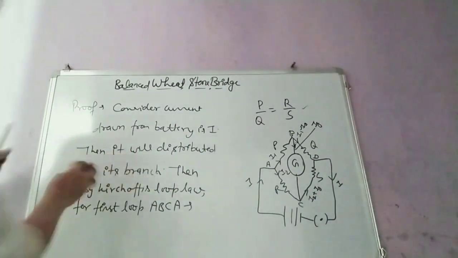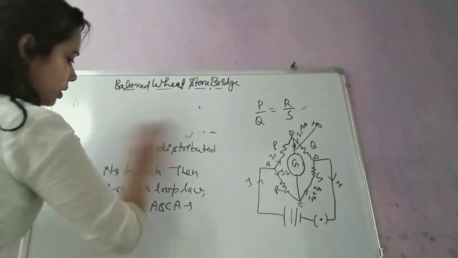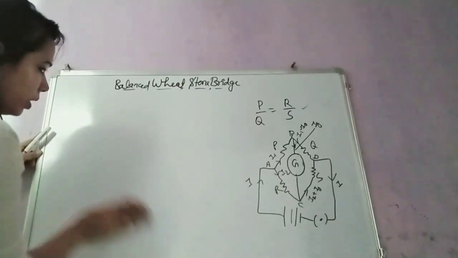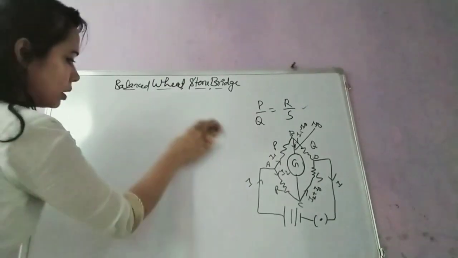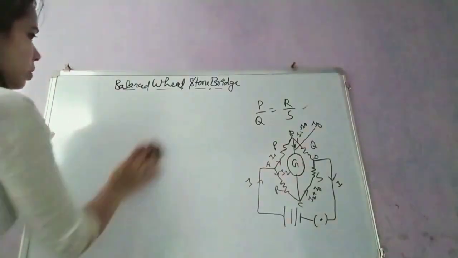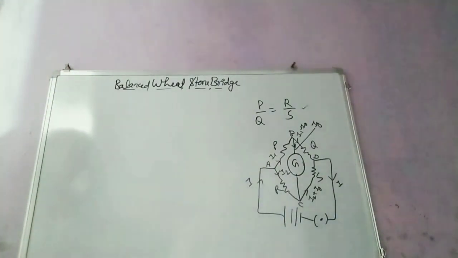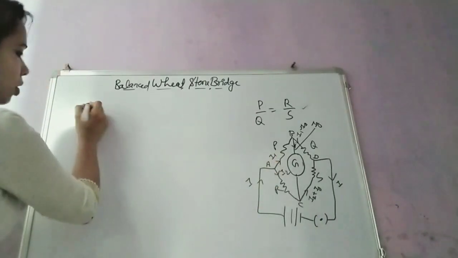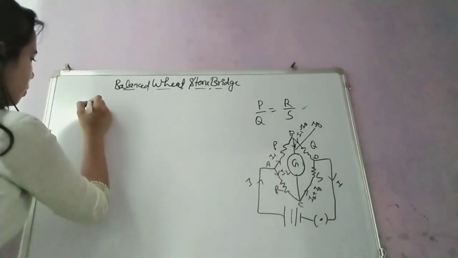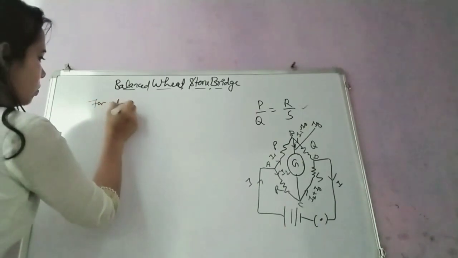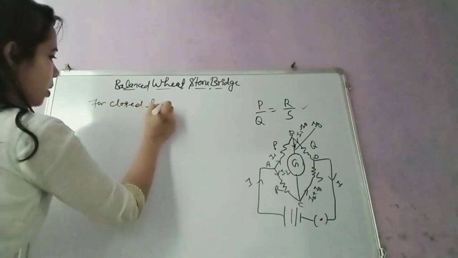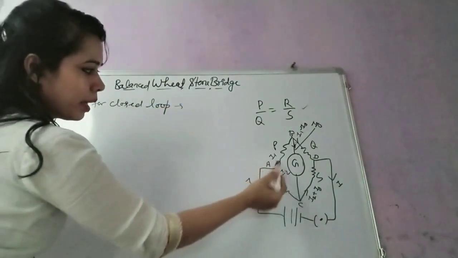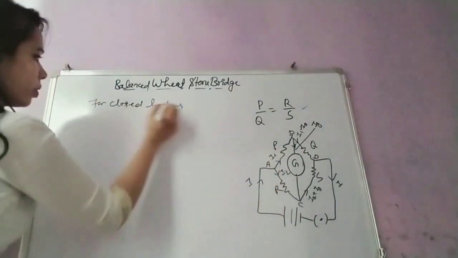So I am going to remove it. You can pause it and write. I know I teach very slowly, so you can increase your speed of YouTube. Okay. So now, see, this is Ig. Now I will apply loop law for closed loop A, B, C, A.